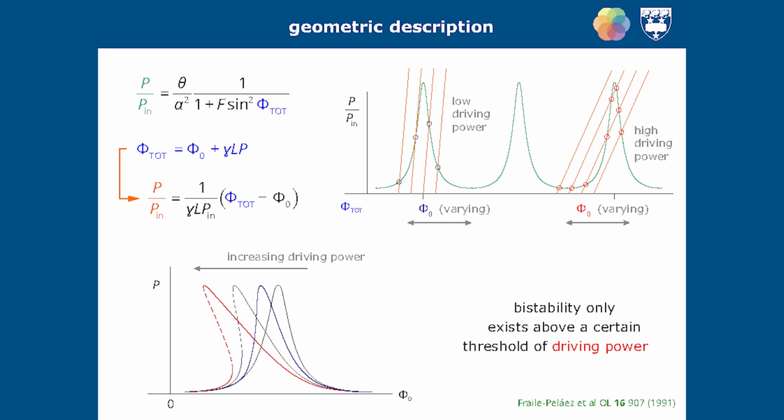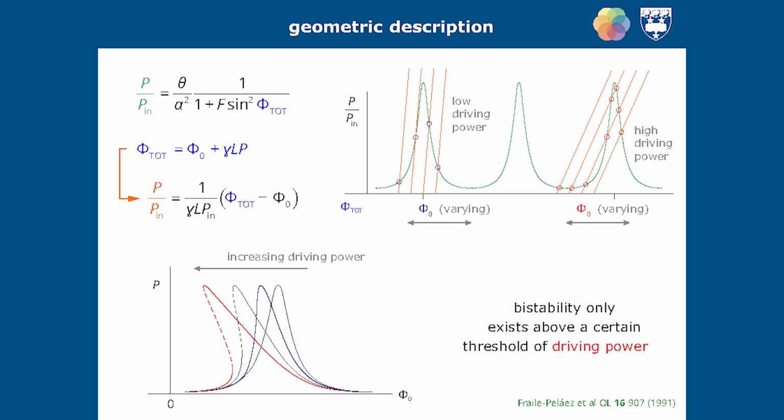All the intermediate cases, and in the limit of zero input power, these lines have infinite slope, they're vertical, and you just get the same resonance. That's the linear case, okay? But you can see that there is sort of a threshold of power before you get to the situation where you have this three intersections. Basically, the slope of this orange line needs to be smaller than the largest slope of the green resonance.